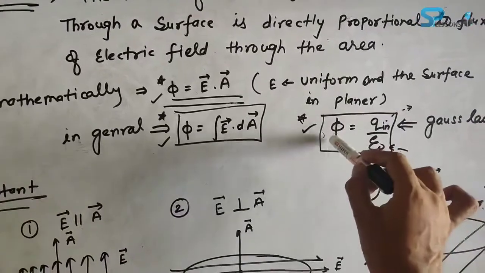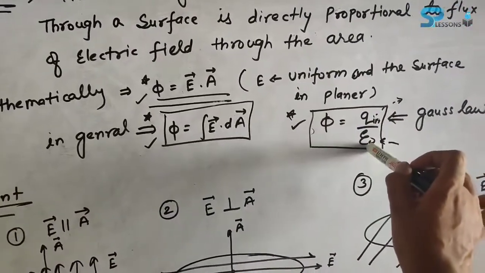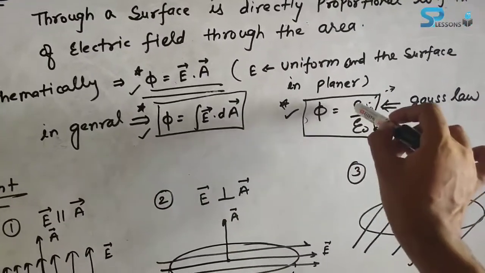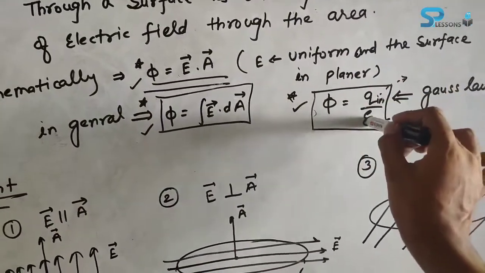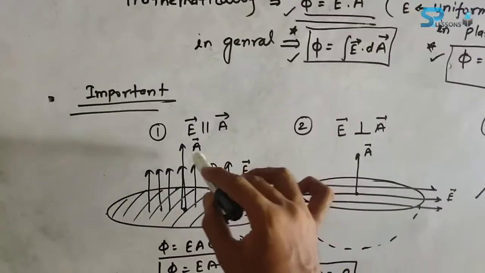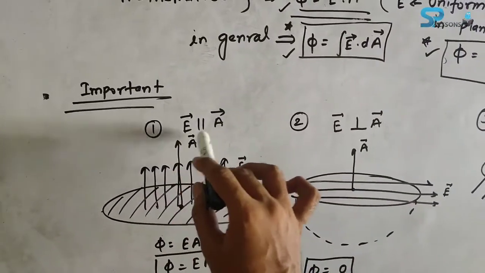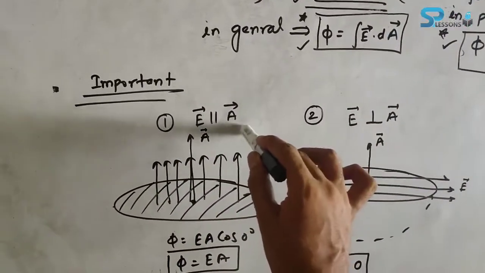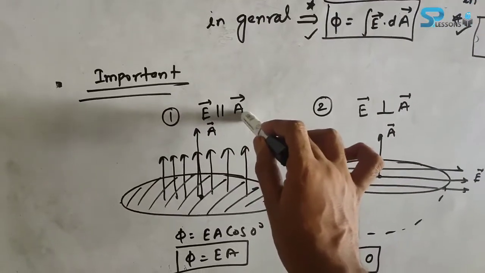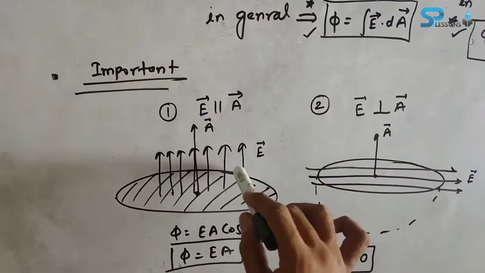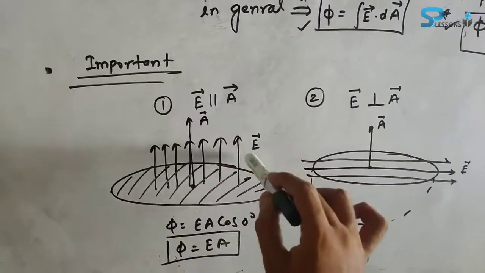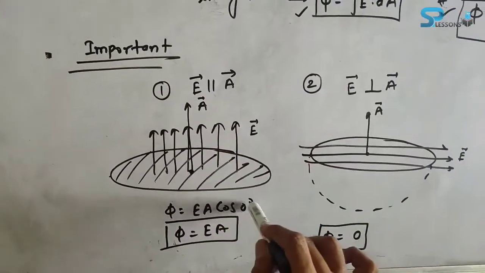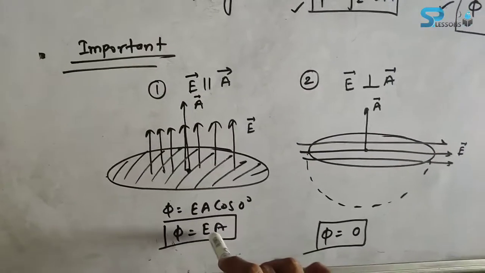According to Gauss law, phi equals q inside over epsilon naught. This is called Gauss law, and q inside is the charge enclosed by the Gaussian surface. Firstly, we see the electric field is parallel to the area vector. Remember this thing, the area vector is always perpendicular to the plane and outward. In this situation, the E vector and area vector are parallel to each other, so the angle between E and A is 0, so the flux is phi equals EA.